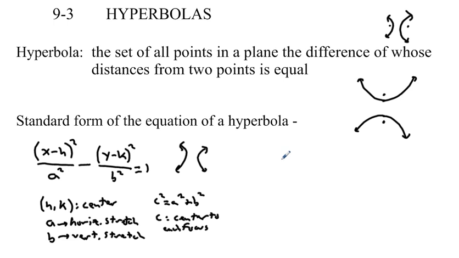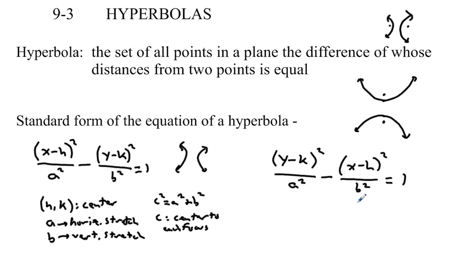If you had an equation for a hyperbola that looked like this, (y minus k) squared over a squared minus (x minus h) squared over b squared equals 1, notice it's pretty much the same formula. h and k is still your center. a and b still give the stretches in the x and y direction. We can find c to find the distance to each focus. But if it's y squared minus x squared, those are the ones that open up and down in the y direction. So basically, if it's x squared minus y squared, it opens in the x direction. If it's y squared minus x squared, it opens in the y direction.